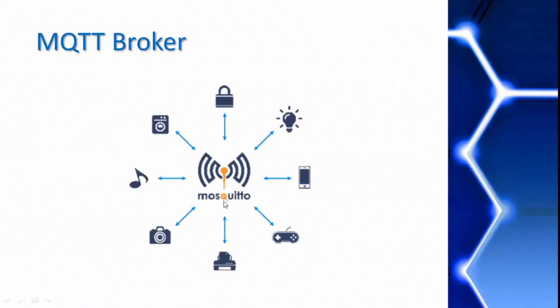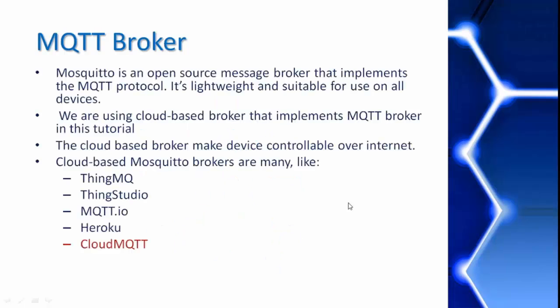As we now know, the key component in MQTT is the MQTT broker. Mosquitto is an open source broker that implements the MQTT protocol. It's lightweight and suitable for use on all devices, like Raspberry Pi and on PC. In this tutorial, we are going to use a cloud-based Mosquitto broker that implements the MQTT broker, because the cloud-based broker makes devices controllable over the internet, and hence you are able to make awesome IoT projects which use the internet to control remote devices.